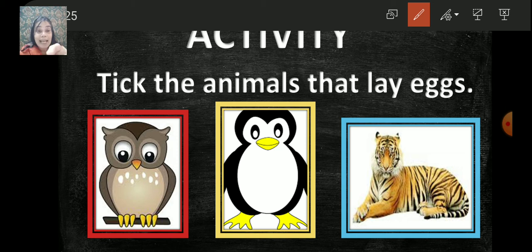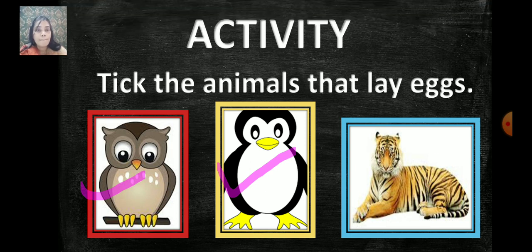So which have ears, they give birth to the baby. So no ears, so they lay eggs. Okay. And the next one. So owl lays eggs, penguin lays eggs. Tiger, they have the ears, so they give birth to babies.